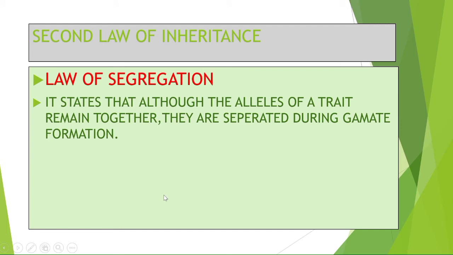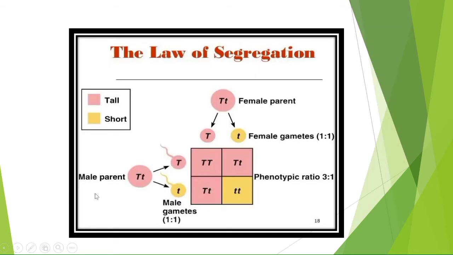Second law of inheritance, law of segregation. It states that although the alleles of a trait remain together, they are separated during gamete formation. This figure illustrates the law of segregation. So this is the parent, and in the parent the condition is heterozygous, but when the gametes are formed, both the alleles separately move into different gametes. They are not staying together. This is the meaning of law of segregation. Alleles separate during gamete formation.